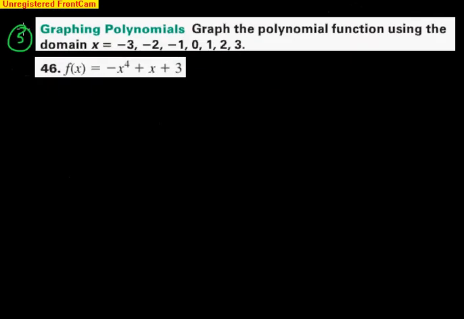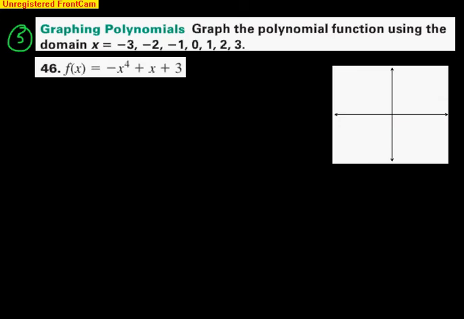Okay, here's our fifth problem here. We're going to graph the polynomial function using this domain. Okay, and let me pull up a graph real fast. Okay, so there we go. So first thing I want to do, though, is the end behavior. So I want to do the right and left side. Now, first, is our function in standard form? Highest power, 4. Next highest power is x, and then the number. Yes, it's in standard form.